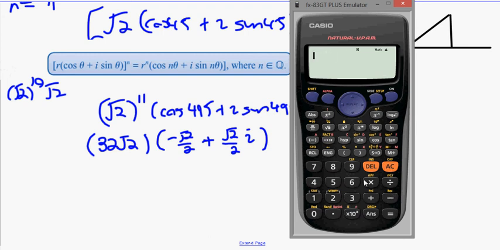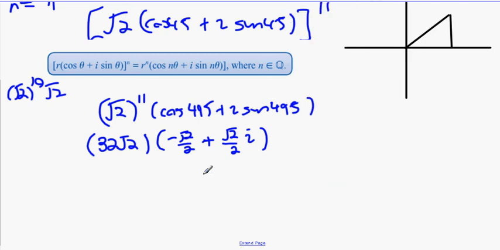Oh sorry, we'll just do it this way. 32 root 2 multiplied by minus root 2 all over 2. Then what we get here is minus 32. So it's going to be minus 32 plus 32i. Okay, so it's going to be minus 32 plus 32i for question 22.